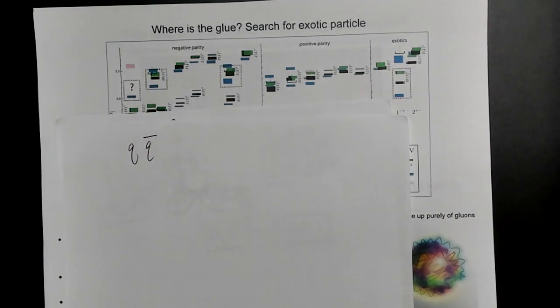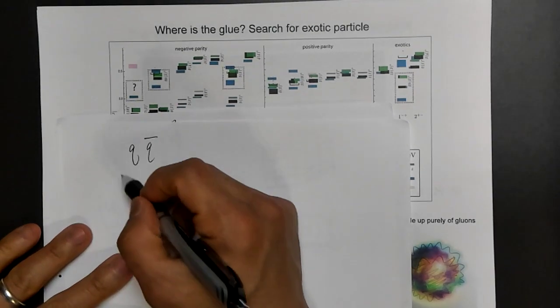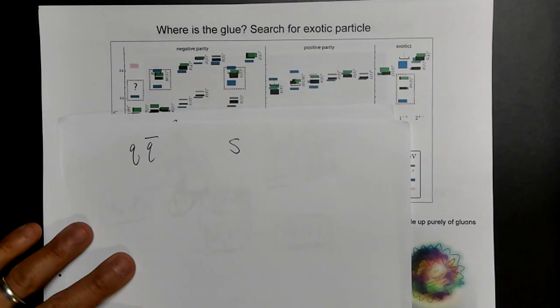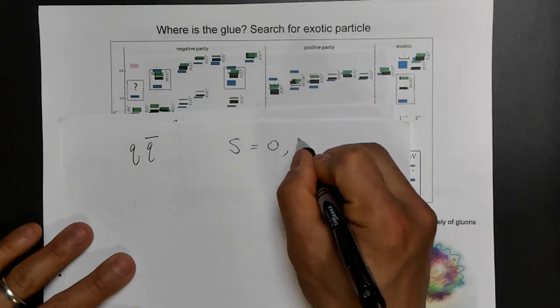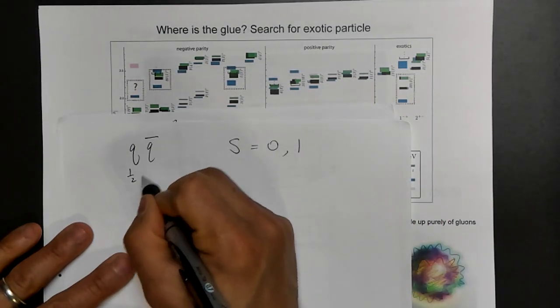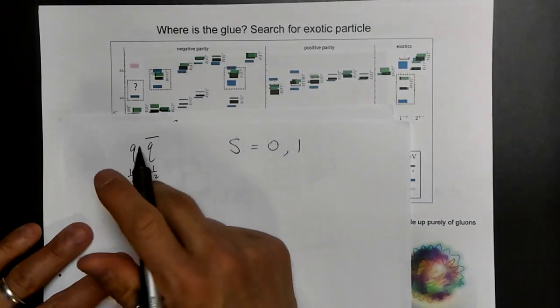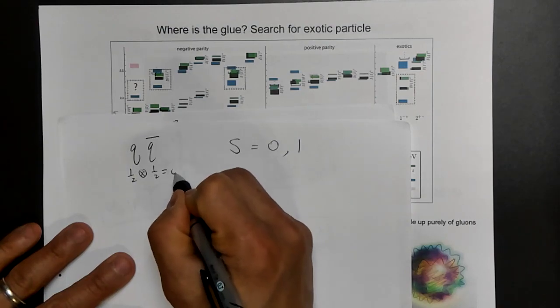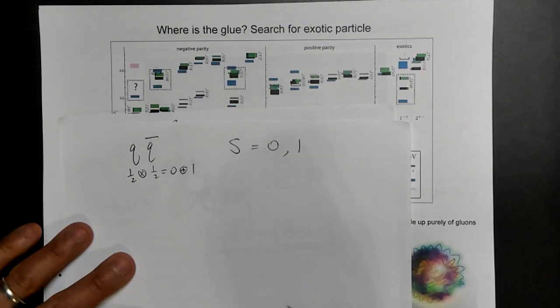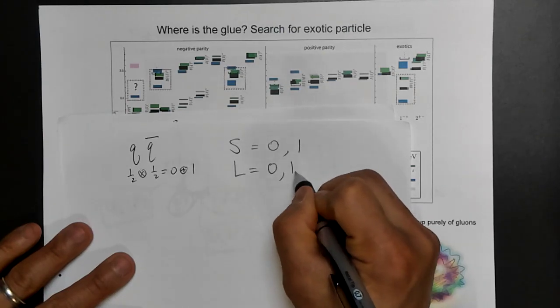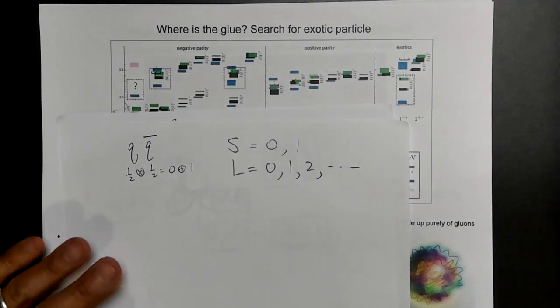Okay? And so what's going on here is that there's some total intrinsic spin that can be 0 or 1, because the quark has spin 1/2 and the antiquark has spin 1/2. And so these can be added together to give 0 or 1. Now, the angular momentum can then be 0, 1, 2, and so on.